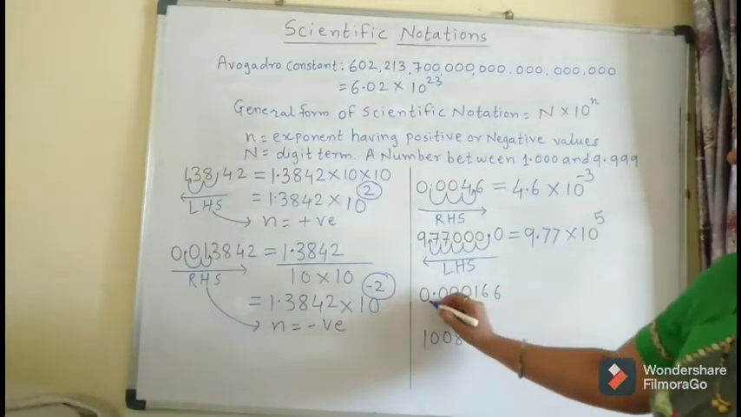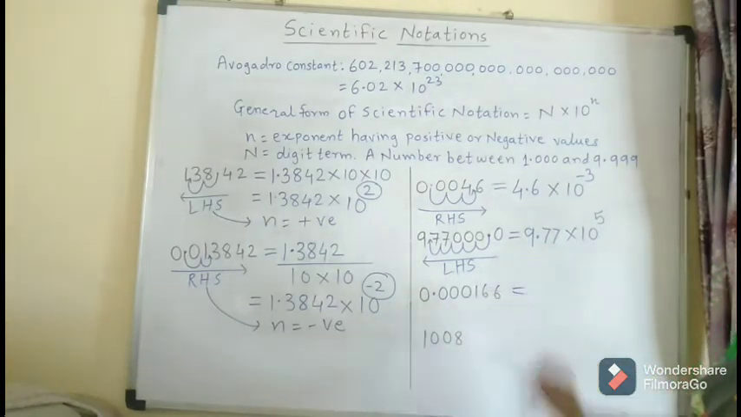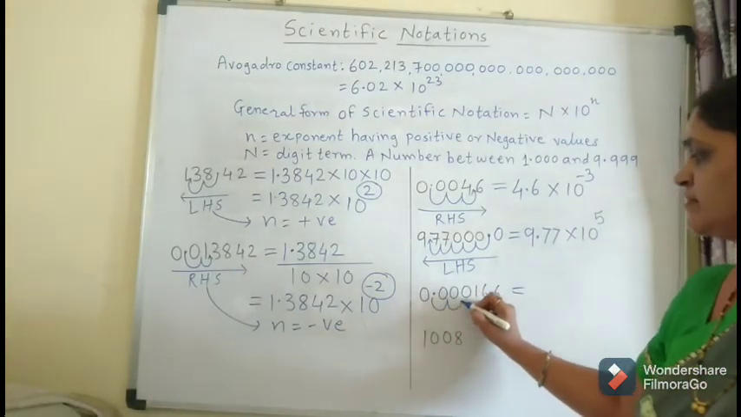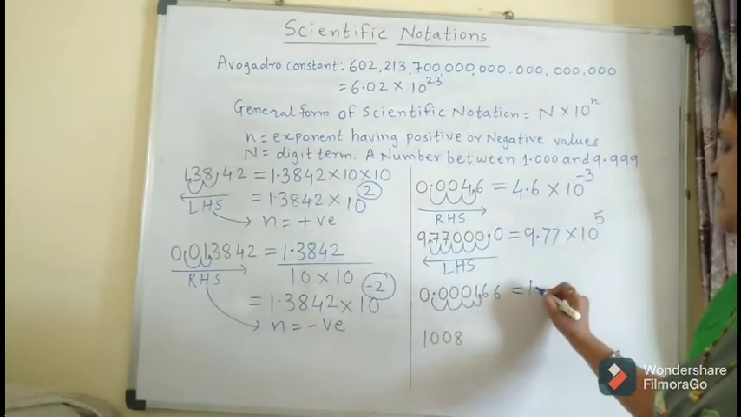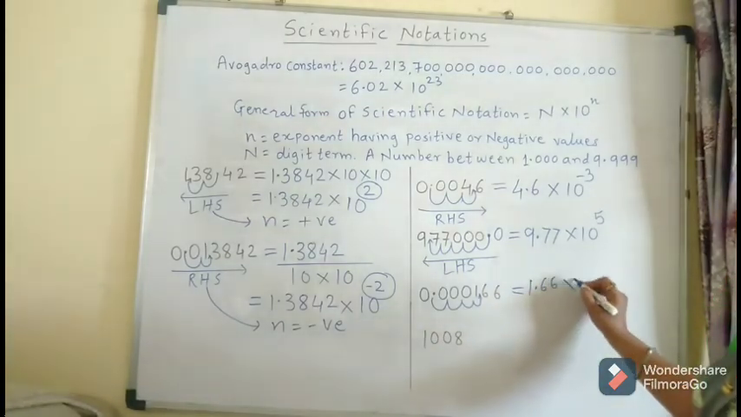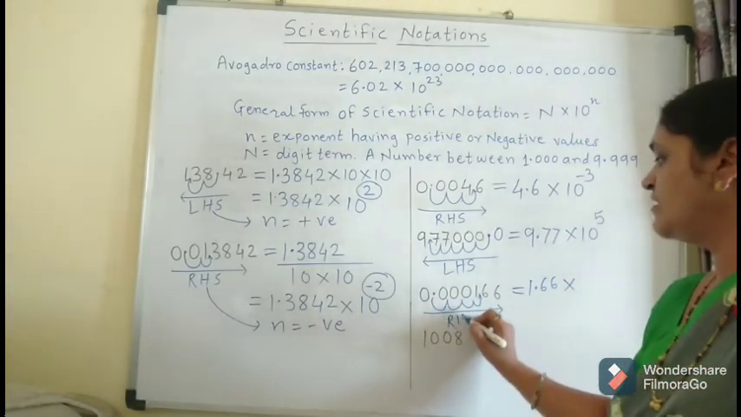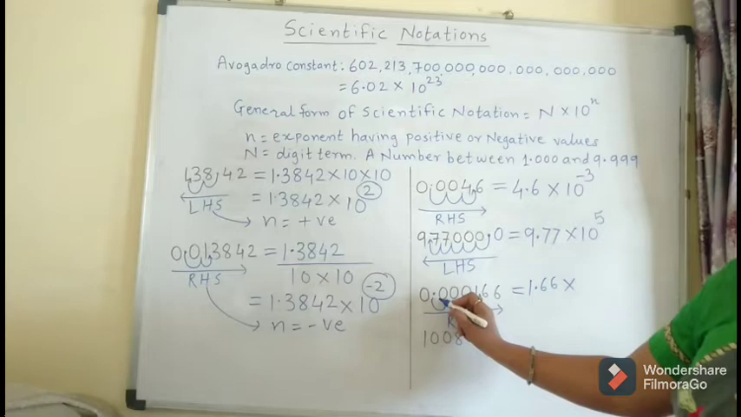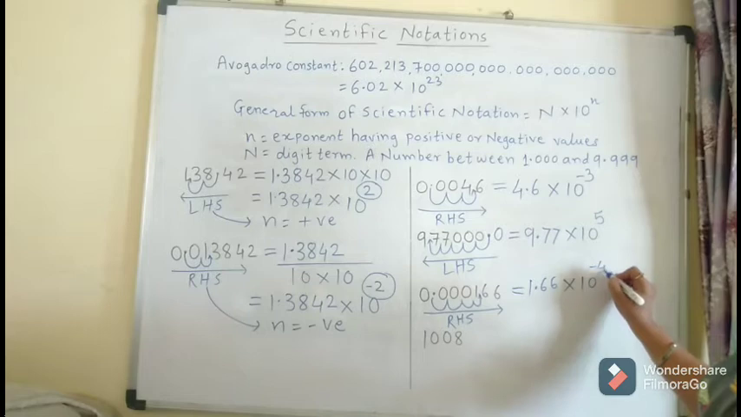Now the next number, 0.000166. Again I have to convert this number into scientific notation. So shift the decimal point 1, 2, 3 and 4 digits over here. Between 1 and 6 I am going to place the decimal point. As I have moved towards the right hand side, therefore the value of the exponent is negative. How many digits have I shifted the decimal point? 1, 2, 3 and 4. So it will be 10 raised to minus 4.